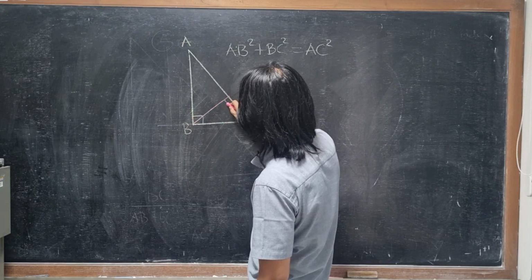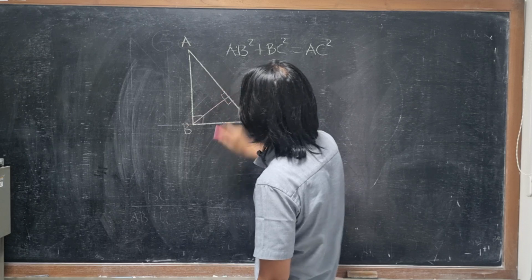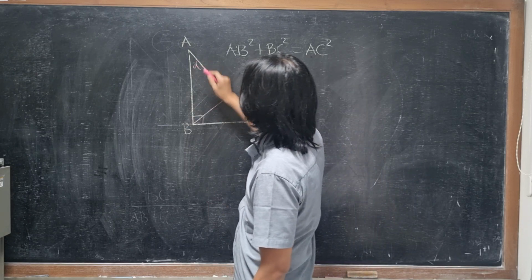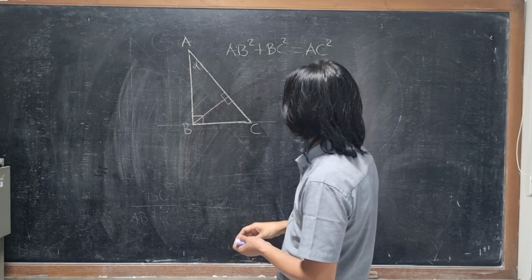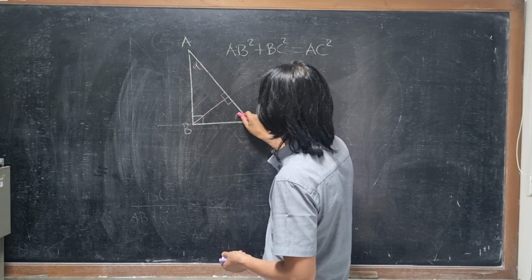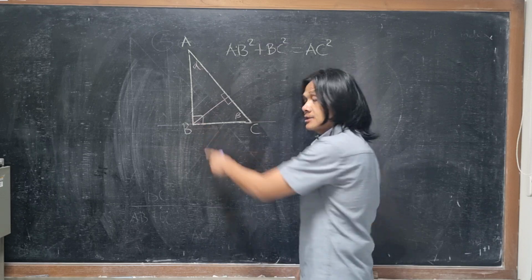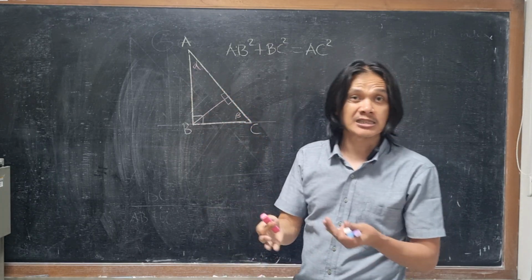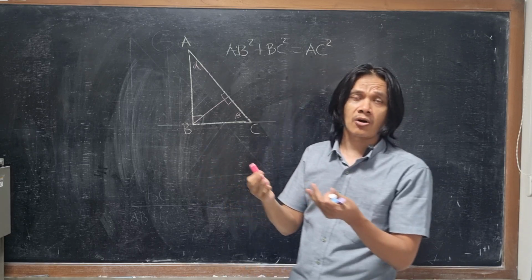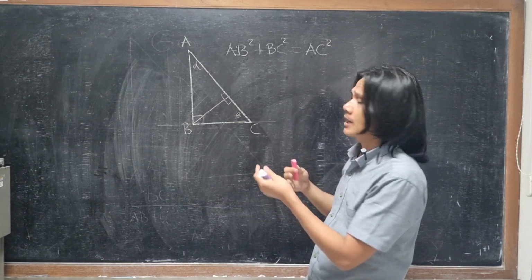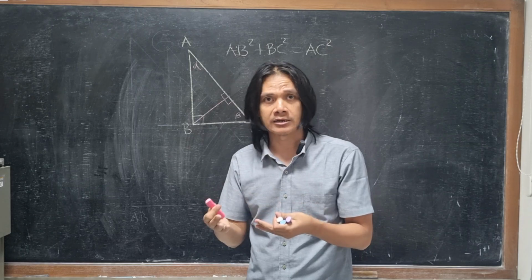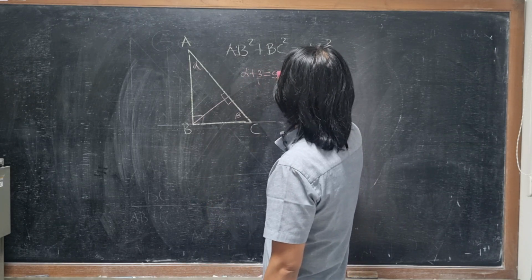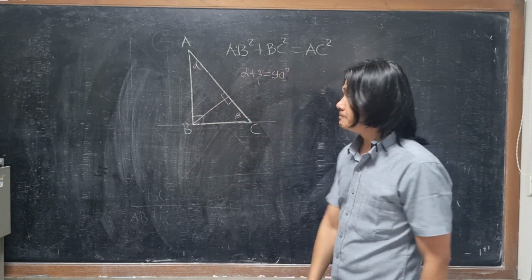So this must be perpendicular, right? And then let this angle be alpha, and the other one, let's call it beta. Since this is a right angle, then certainly alpha plus beta is equal to 90 degrees, or alpha and beta are complementary to each other, right? So alpha plus beta is equal to 90 degrees.